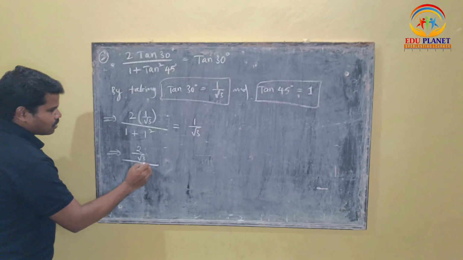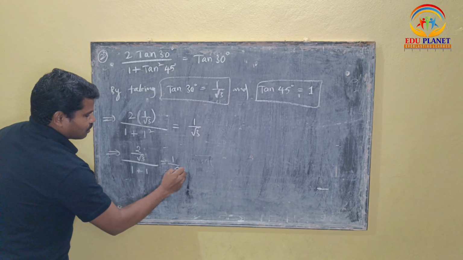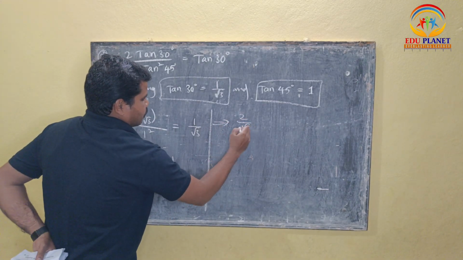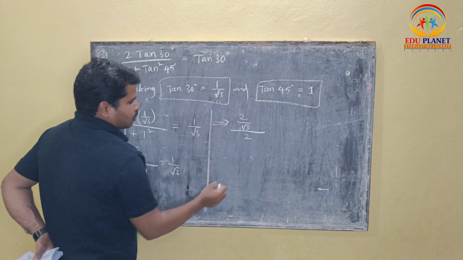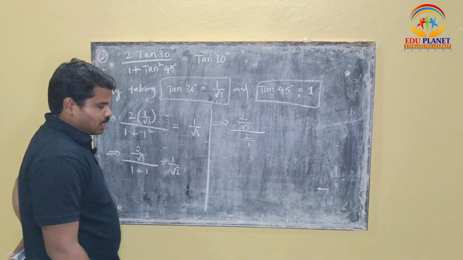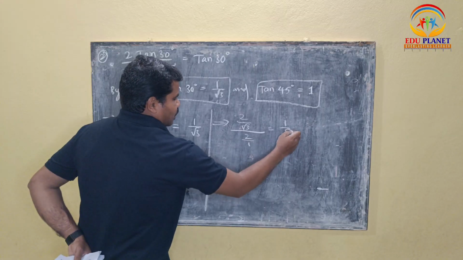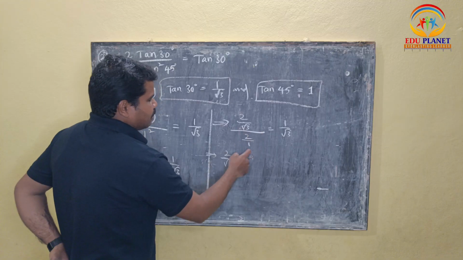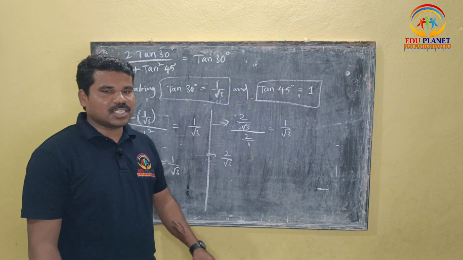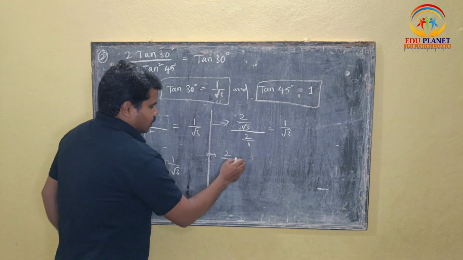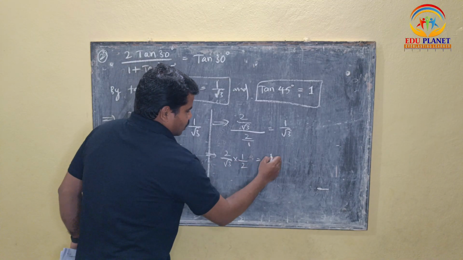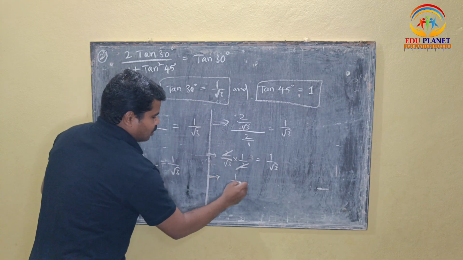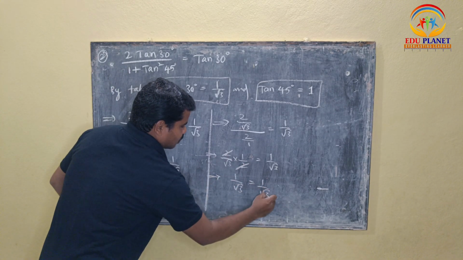divided by 1 plus 1 square means 1 only, equals 1 by root 3. See guys, 2 by root 3 divided by 1 plus 1, 2. Here, no denominator means just assume it as 1. On the RHS, as usual, 1 by root 3 is there. If any fraction has a denominator, that denominator will become reciprocal. It means 2 by 1 will become 1 by 2 equals 1 by root 3. Numerator 2, denominator 2 can be cancelled. Remaining values are 1 by root 3 equals 1 by root 3.